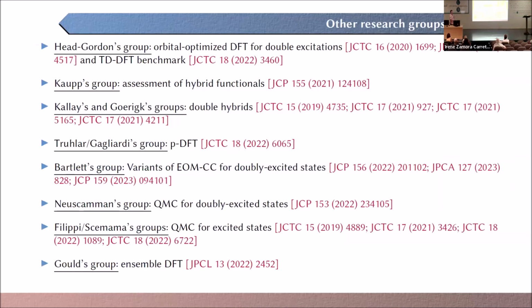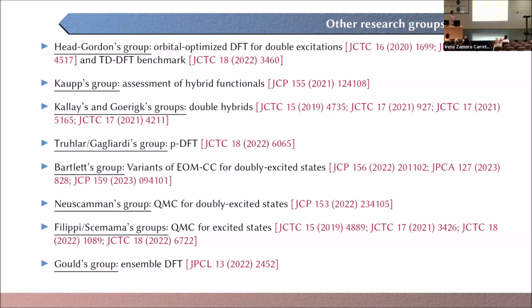And so it's been used a lot recently by many groups around the world. There is the group of Martin and Gordon that use it to gauge orbital optimized DFT for double excitations, or even TDDFT. He's done a huge TDDFT benchmark on that. There is Martin Kopp who's done an assessment of hybrid functionals, Calais group and Gures group. They tested the double hybrids on that set of excitations.